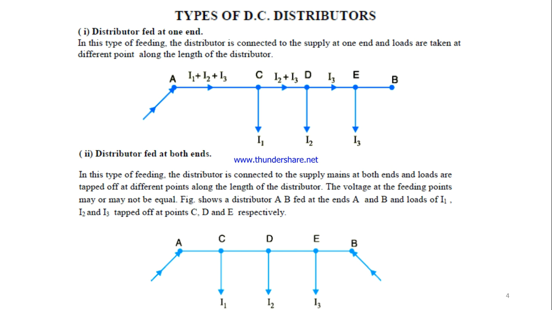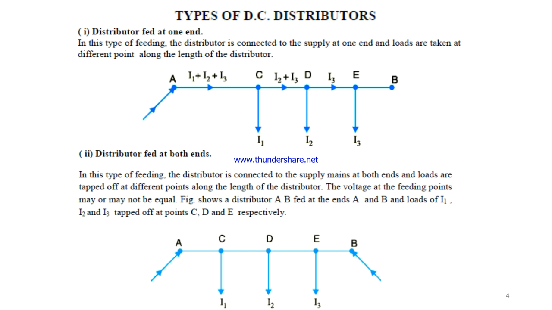Next, consider the distributor which is fed at both the ends, at A as well as at B, with three tappings, namely C, D and E. There is a current flow from both sides. If the voltage at end A is greater than the voltage at end B, obviously a higher current will flow from A than B. We have to find the minimum potential point. Similarly, if the voltage at B is greater than the voltage at A, more current will flow from B when compared to A.